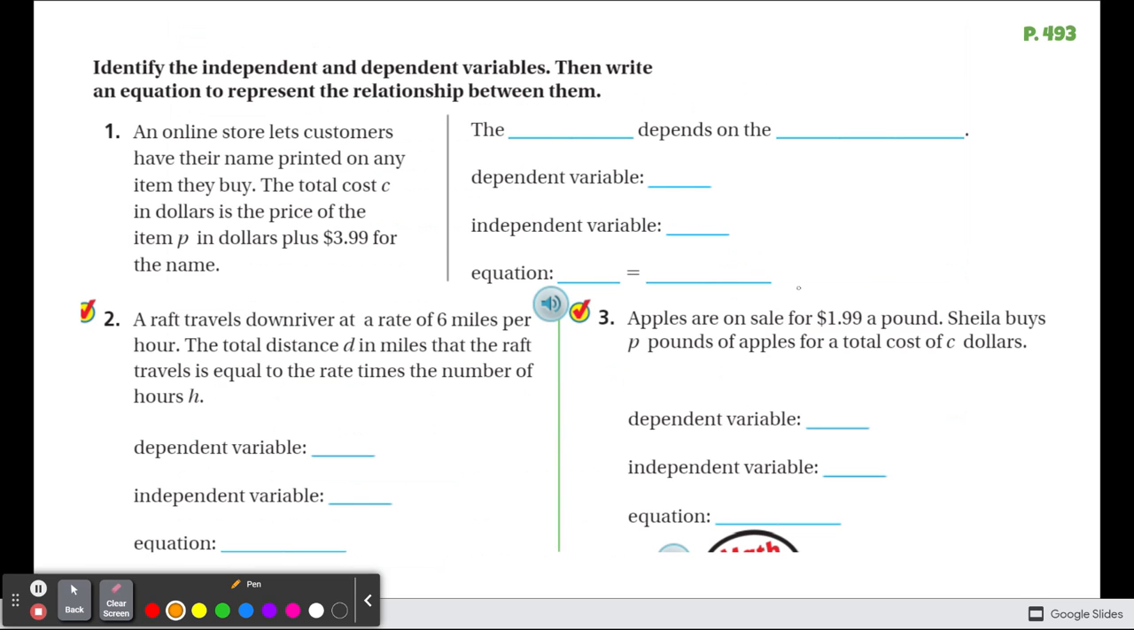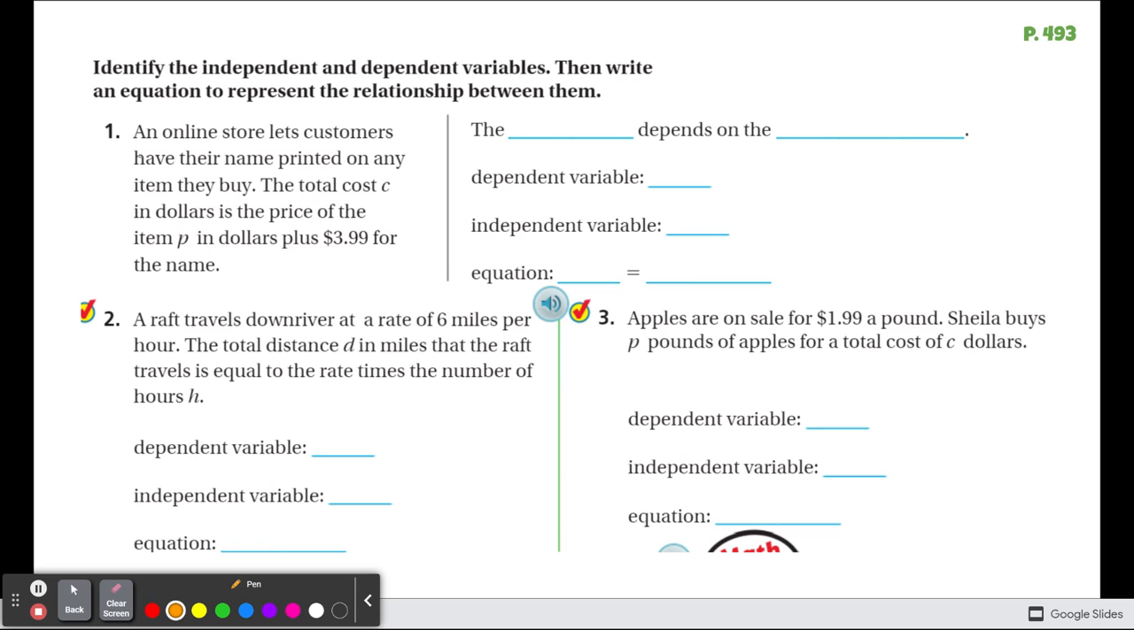All right, let's try a couple of these together. We need to identify the independent and dependent variables. Then we're going to write our equations to represent the situation and the relationship between them. Let's go ahead and read number 1. An online store lets customers have their name printed on any item they buy. The total cost in dollars is the price of the item, P, in dollars, plus $3.99 for the name.